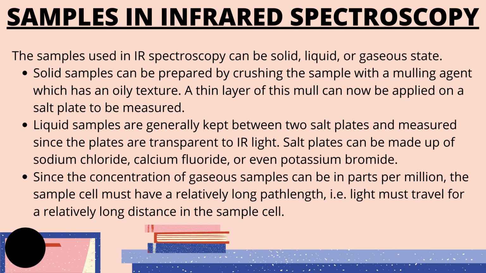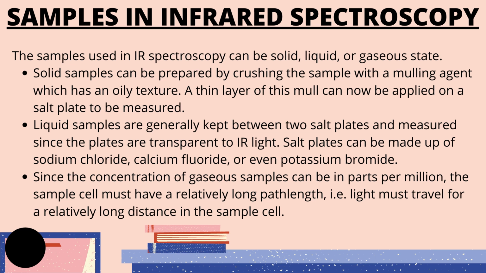Now, samples in infrared spectroscopy. The samples used in IR spectroscopy can either be solid, liquid, or gaseous. Solid samples can be prepared by crushing the sample with a mulling agent which has an oily texture. So basically, a mulling agent is something which is used to mix the sample properly and form a paste, as it is oily. A thin layer of this mull can now be applied on a salt plate to be measured.